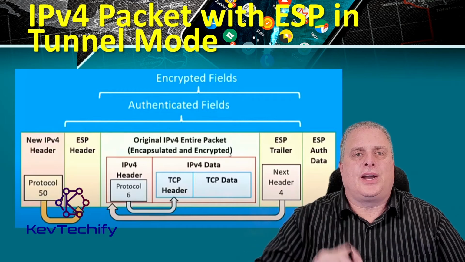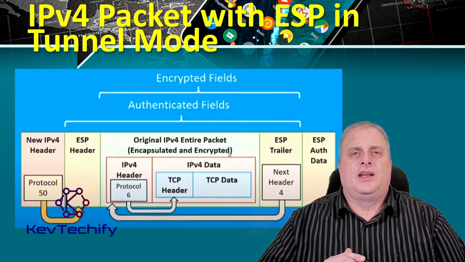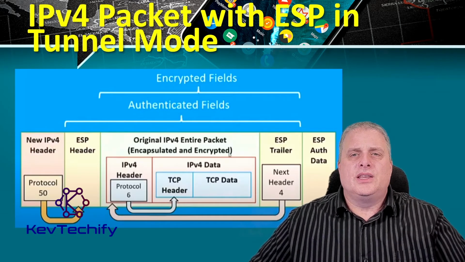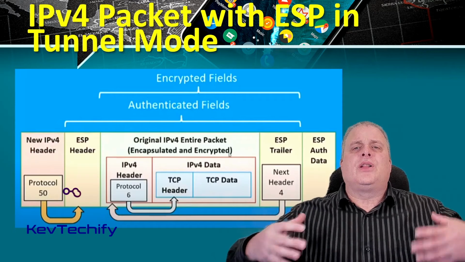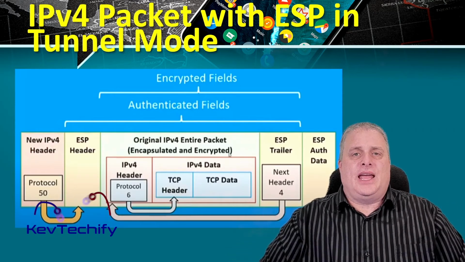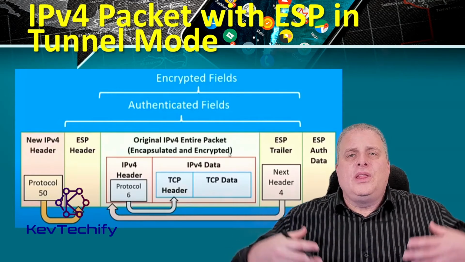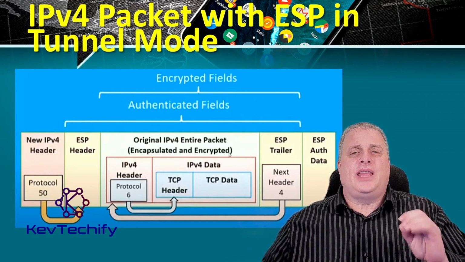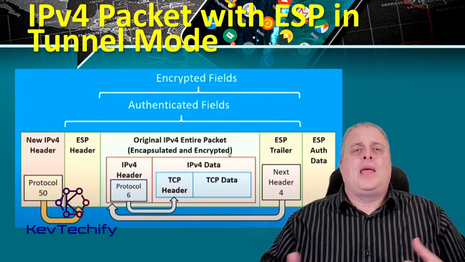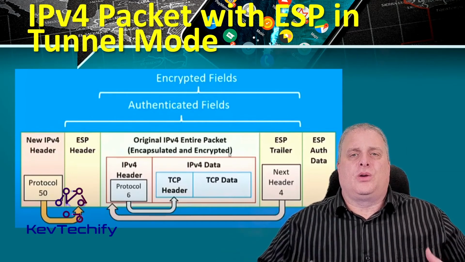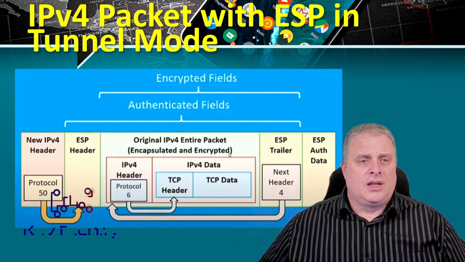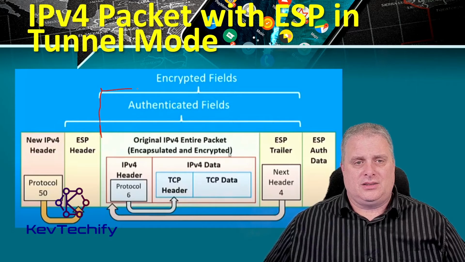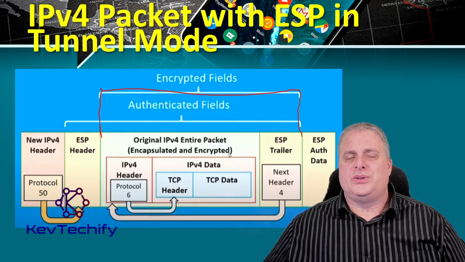Let's compare transport mode from the previous slide to tunnel mode, which is used in virtual private tunnels. In this case, the entire original IPv4 packet is encapsulated and encrypted. Not only the IPv4 data with the TCP header and TCP data, including the application layer data, but the original IPv4 header is encrypted along with the ESP trailer. We encrypt everything from this right here all the way down to the end here.